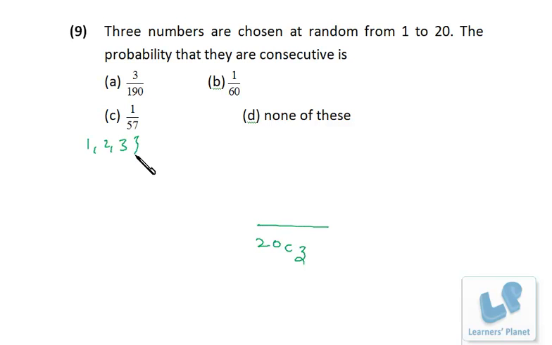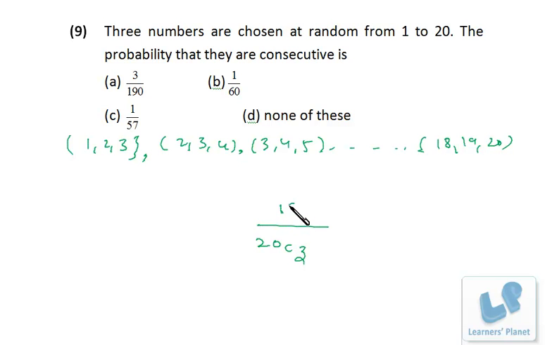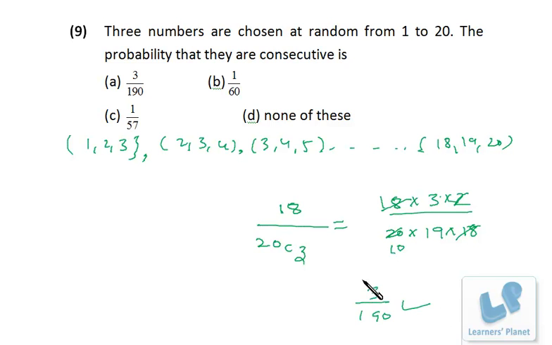It's 1, 2, 3, 2, 3, 4, 3, 4, 5, till 18, 19 and 20, right? So we have 1, 2, 3 till 18 sets, right? So the favorable cases are 18. So it's 18 into 3 into 2 by 20 into 19 into 18, right? So that's 3 by 190, right? Very simple and conceptual question.